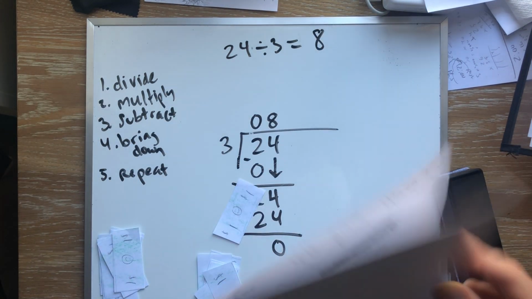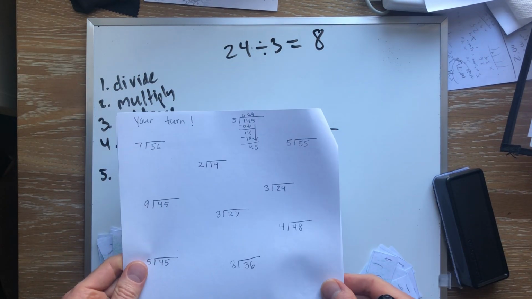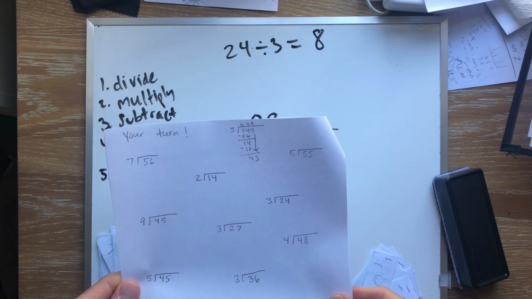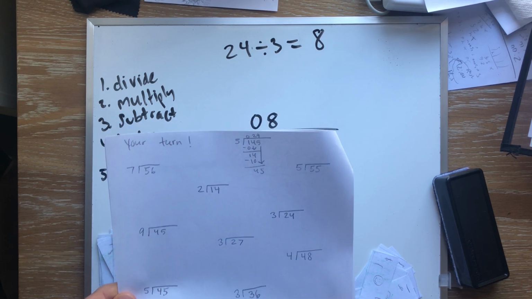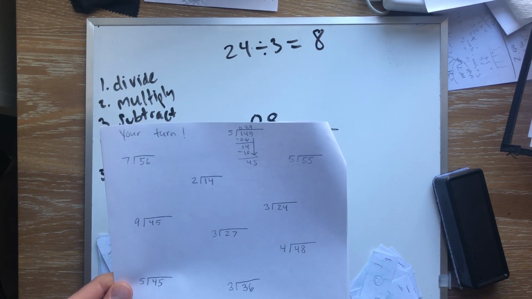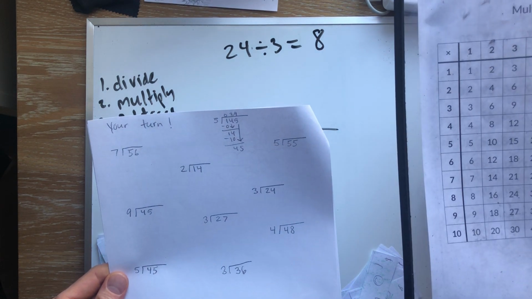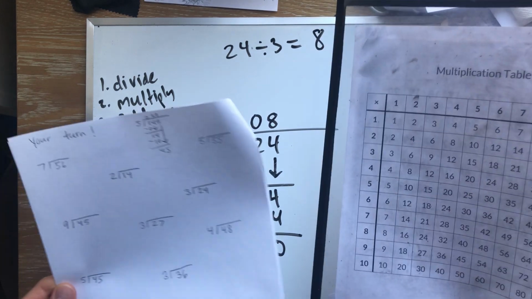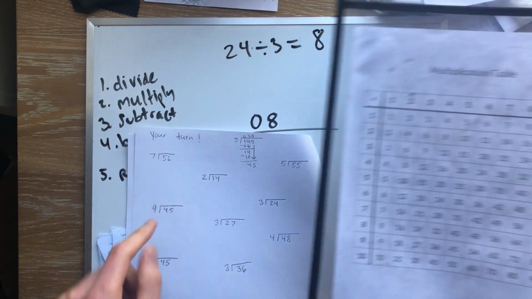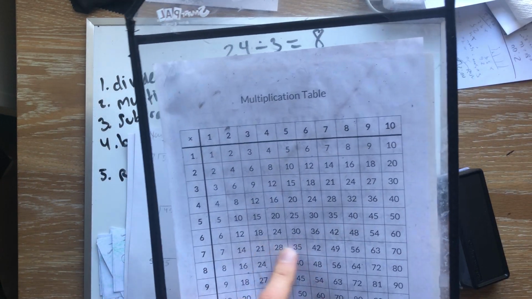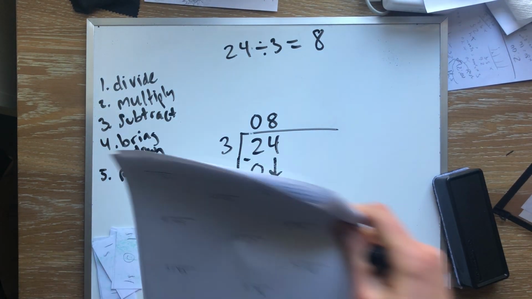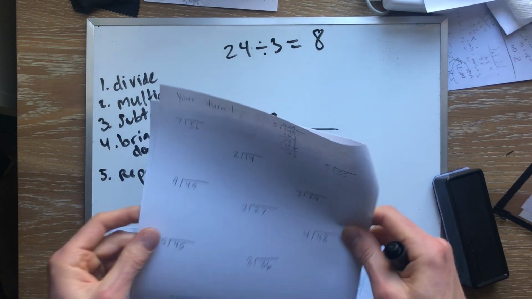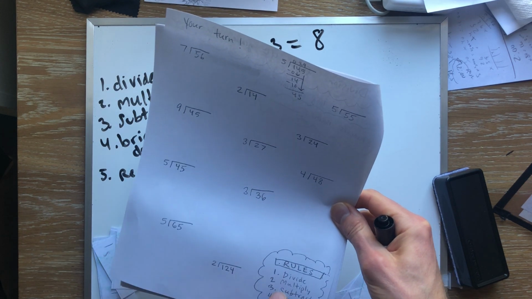So please, like I said, try to do 5 problems on this piece of paper. Choose whichever 5 you want. You can just solve, I think, all of these basically, except for maybe a couple, by just finding the answers. 7 times what equals 56? Well, there it is right there. But still try to do this process because we need to learn how to do this. Divide, multiply, subtract, bring down, repeat.